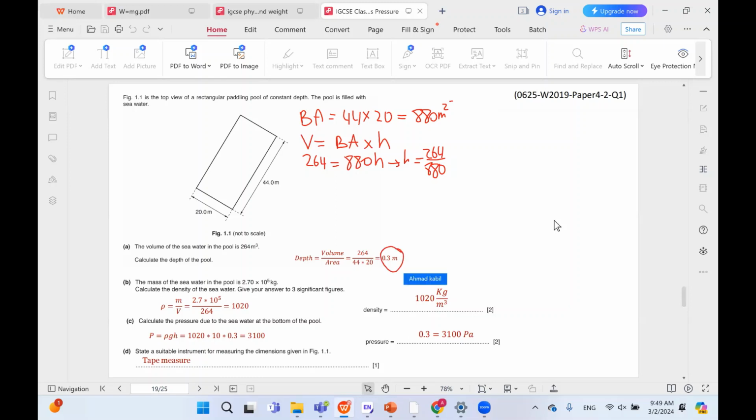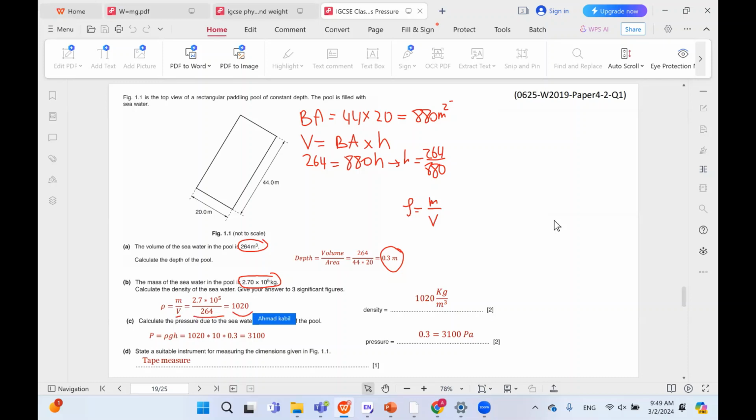In B, we are told the mass is 2.7 times 10 to the power of 5. Calculate the density of the seawater. Now, since we have the volume and we are given the mass, we can use the equation for density, which is rho equals m over v, mass over volume. And we simply plug in the two values we're given, as is done here.